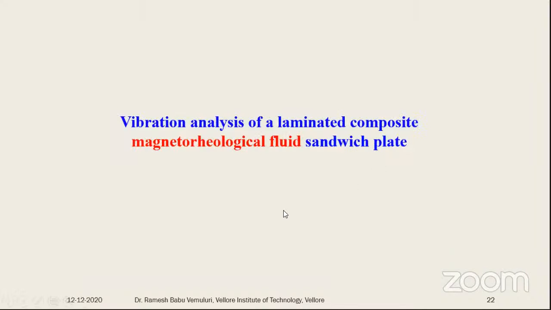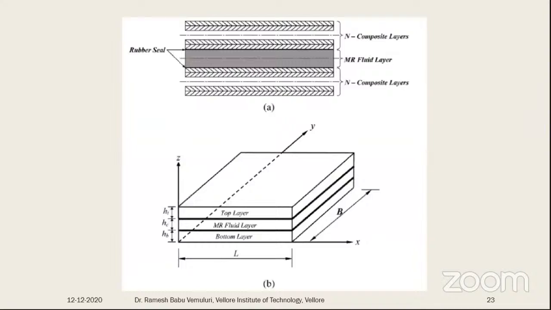And now we'll see the vibration analysis of laminated composite magnetorheological fluid sandwich plates. Here we can observe the composite layers, the composite laminas as face sheets, N composite layers, and this is the magnetorheological fluid. The magnetorheological fluid should be sealed properly using a rubber material. Normal rubber will seal the four sides.